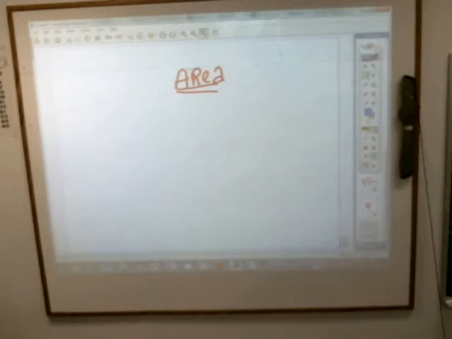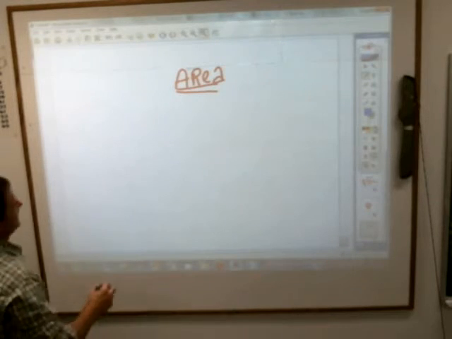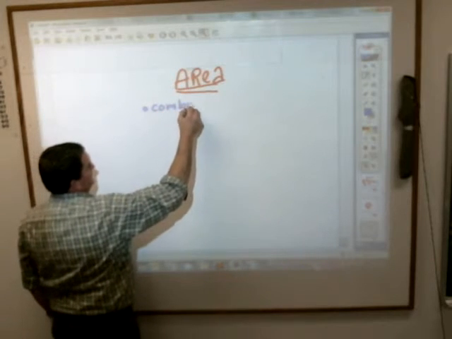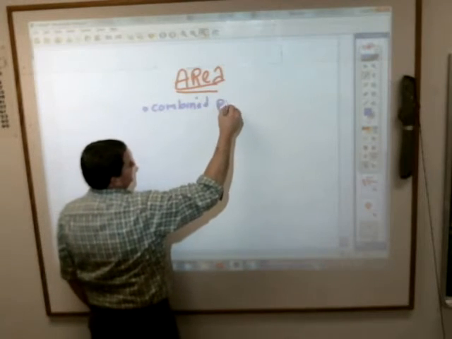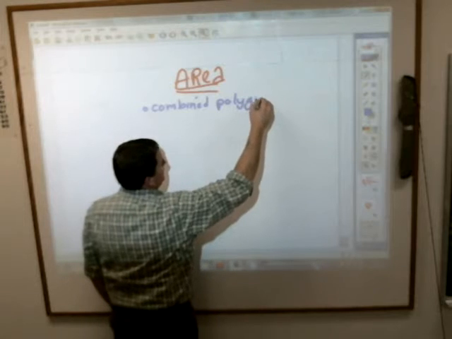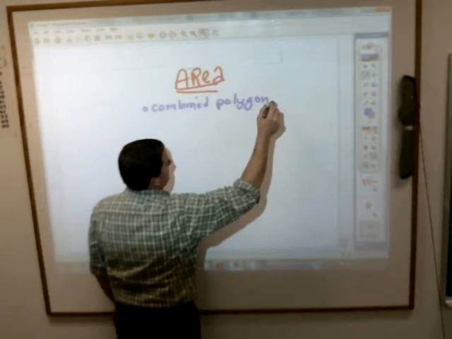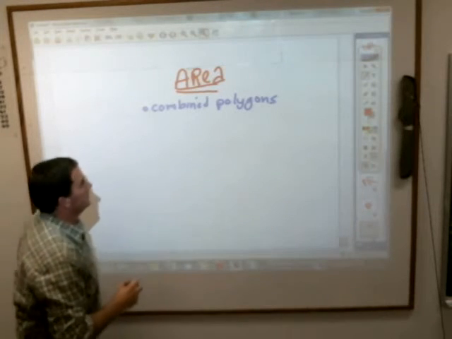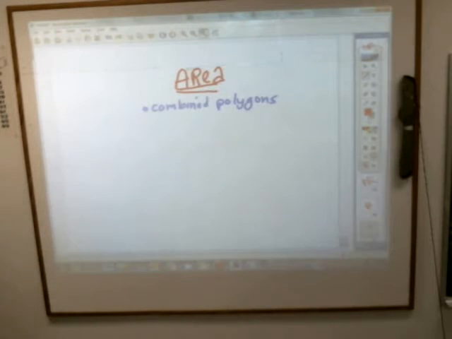The book calls this area of combined polygons. For you farmers out there, if you want to call it combined polygons, I don't care. You say combined, I say combined. That doesn't really matter there. And here's the gist of what that is. Write down this for example.